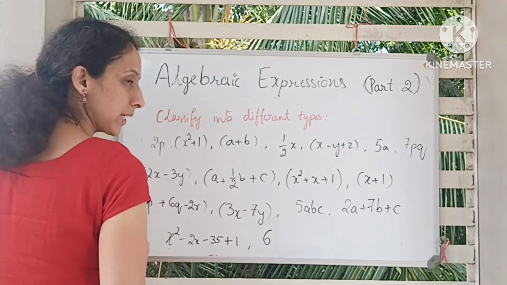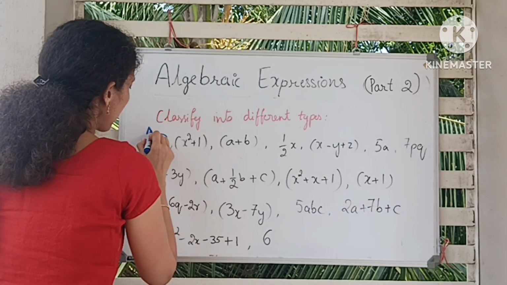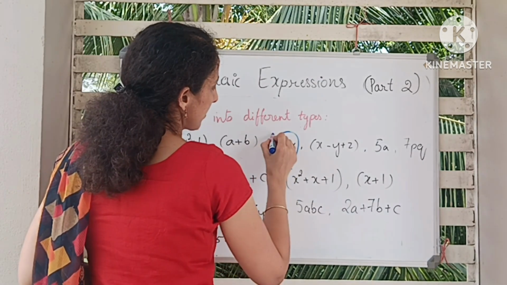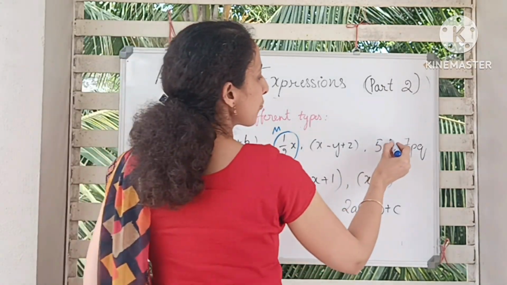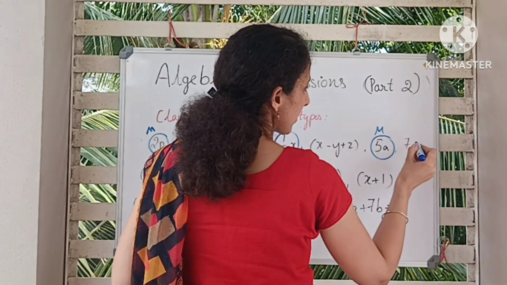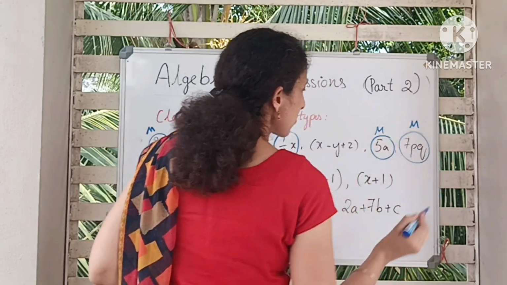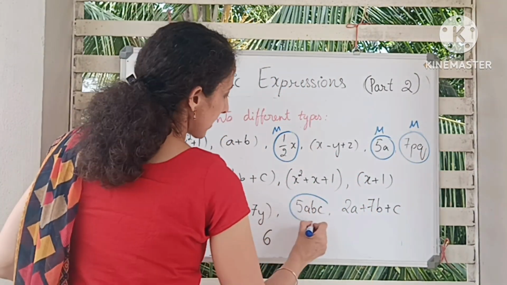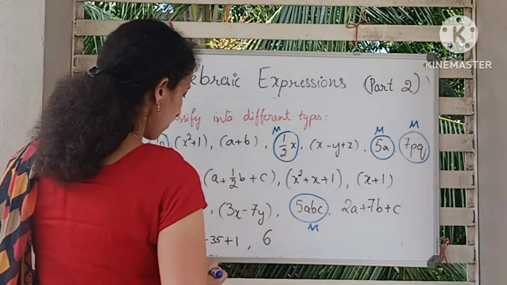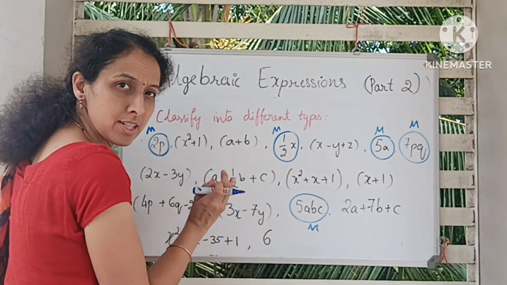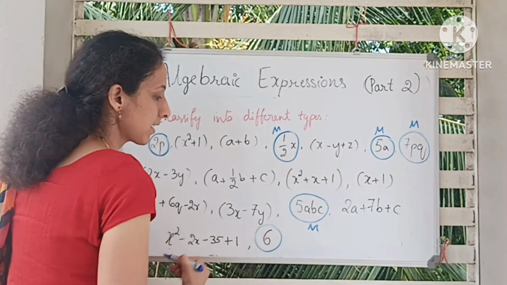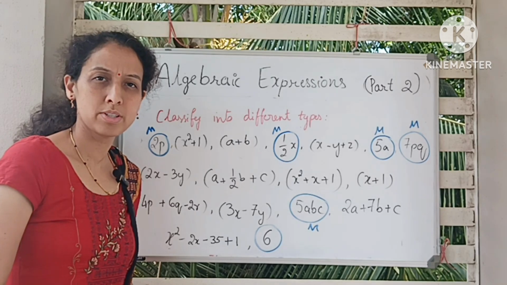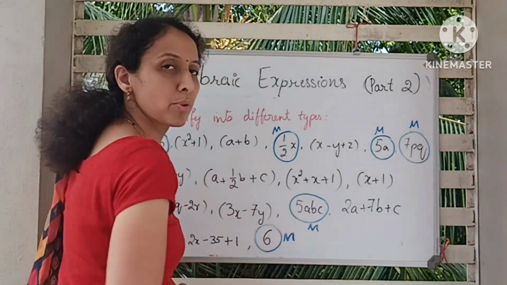First, 2p. This is a monomial. Half x, 1 by 2x, is a monomial. Pi a is a monomial. 7pq is also a monomial. Then we have pi abc, which is a monomial. Then the last one is 6. This doesn't have any literal factors, but this is a constant. This is also a monomial.